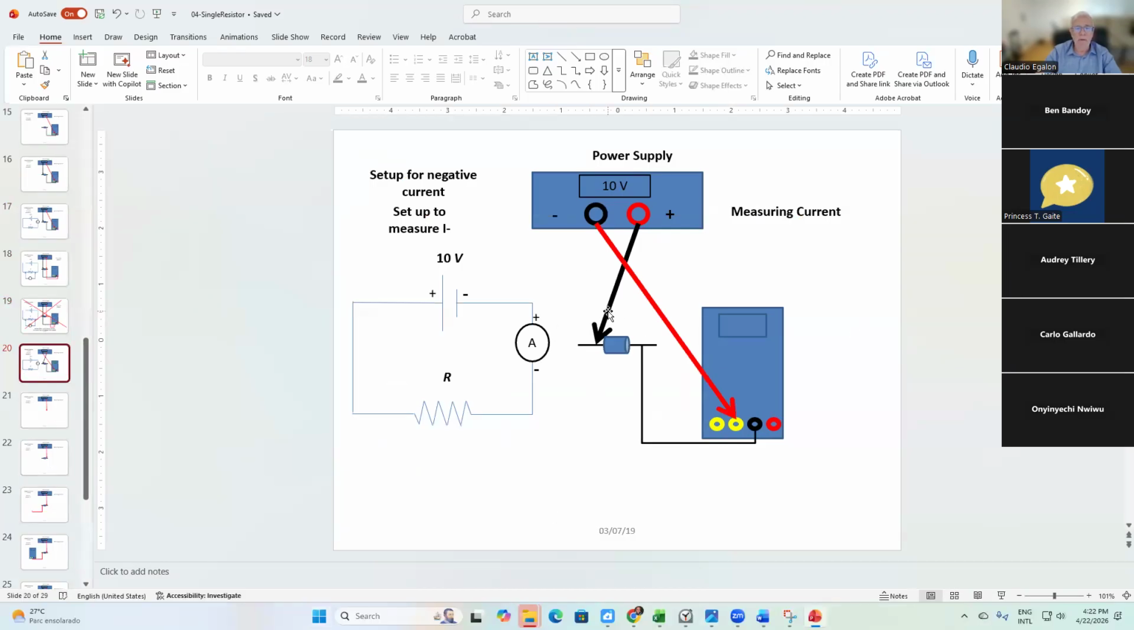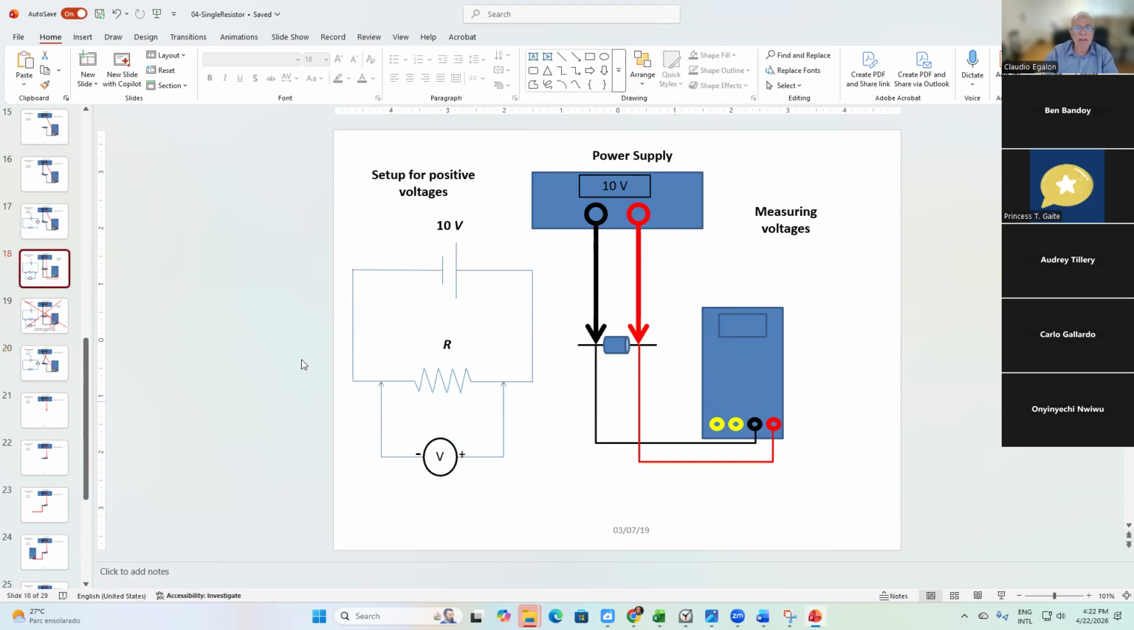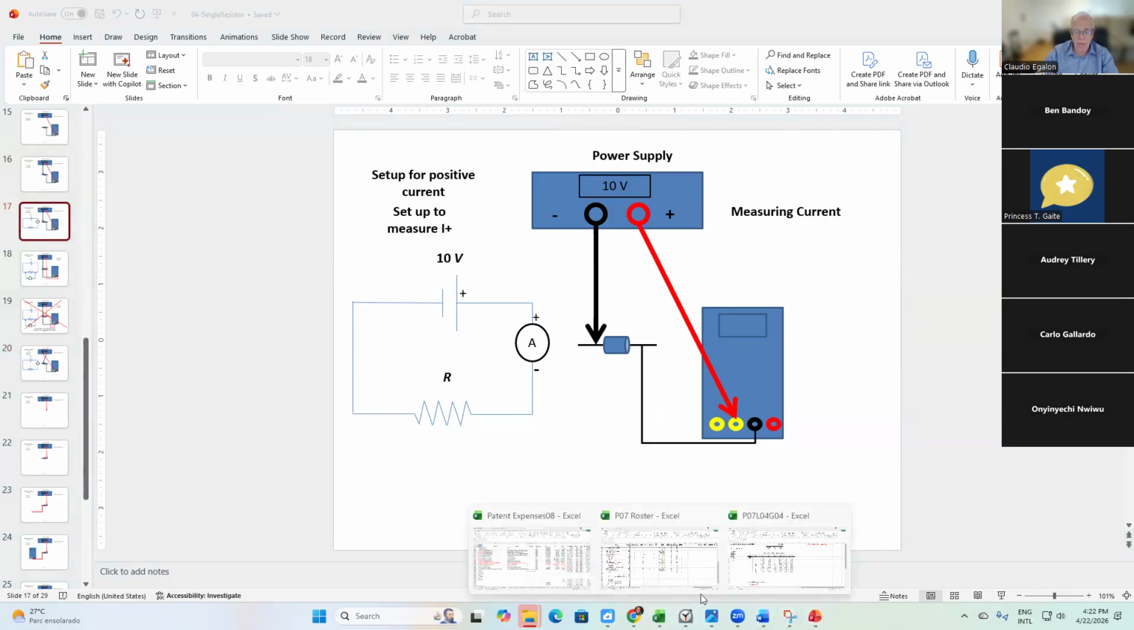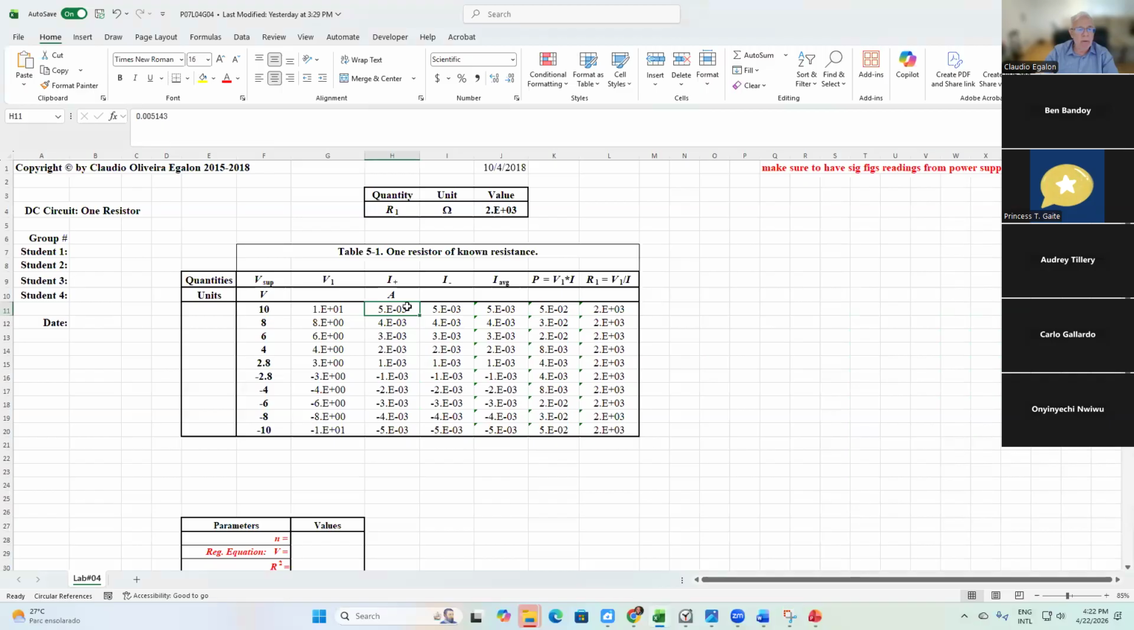And then you invert the polarity. So here what we did, we put the ammeter at this spot right in here. That's what the I plus is all about, close to the positive of the power supply. As the voltage decreases, the current also decreases. That goes according to Ohm's law. As the magnitude of the voltage increases, the magnitude of the current also increases.